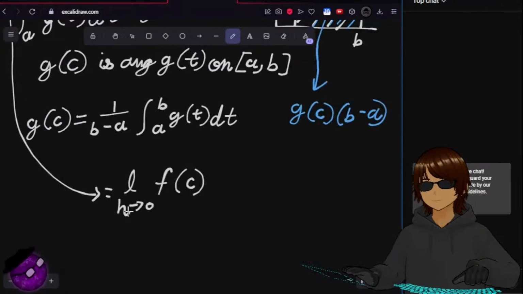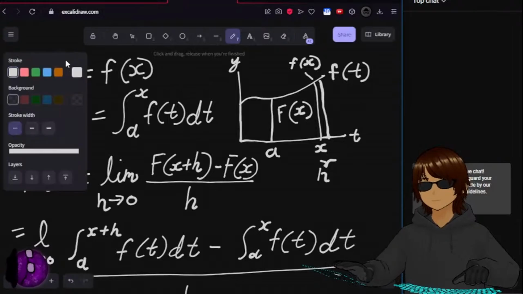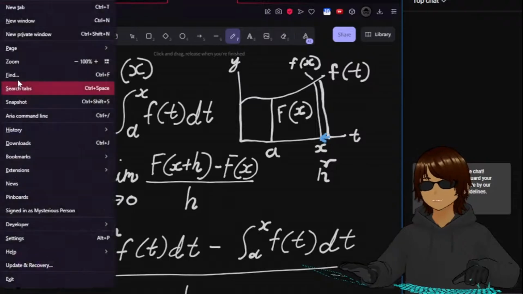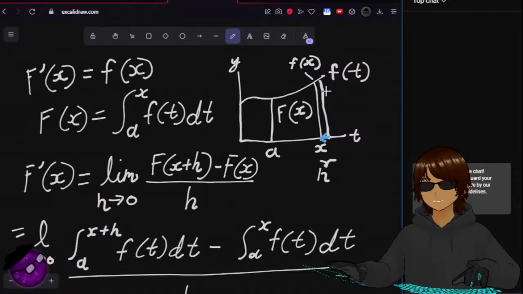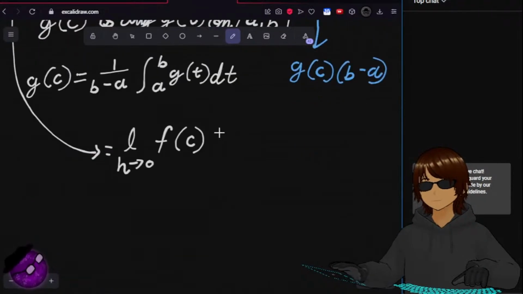And if h is going to 0, so if the area is smaller, hold on, so if the area is going closer and closer to 0, the average value of f would be equal to f of x.